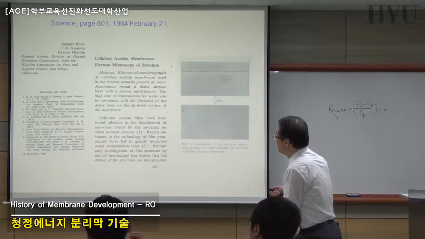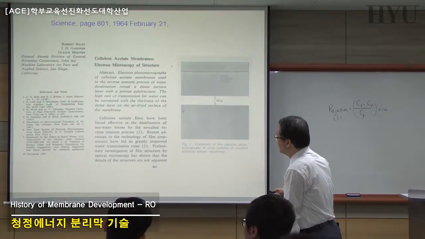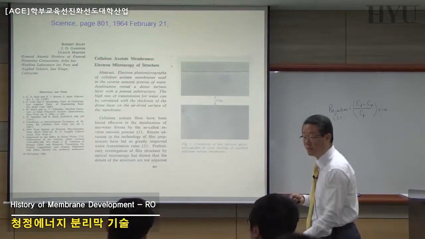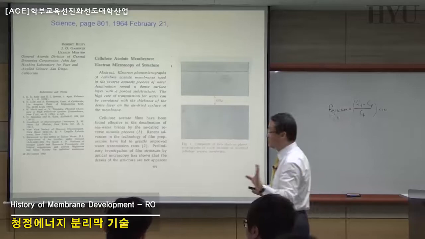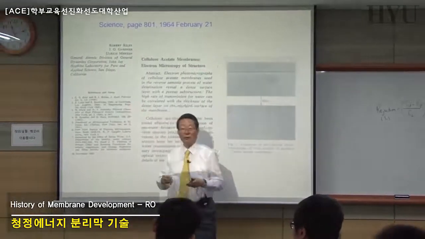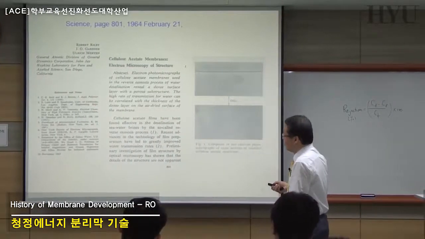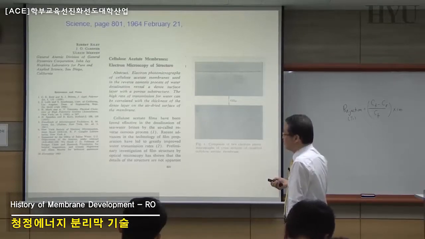And they cite the first article, J. Japs, 1959. Now, the second article, Loeb and Sourirajan, University of California, Department of Engineering, is a report, not a publication, just a report. Okay, so I cannot find this article. I don't have the data here. But Loeb and Sourirajan look like they are the first ones doing something.